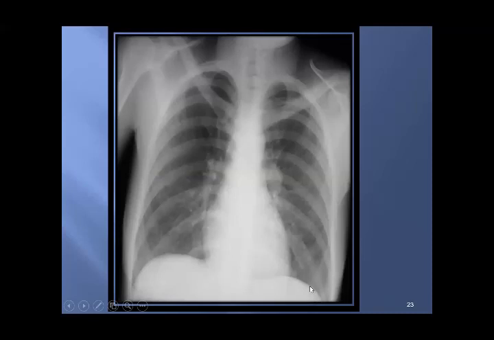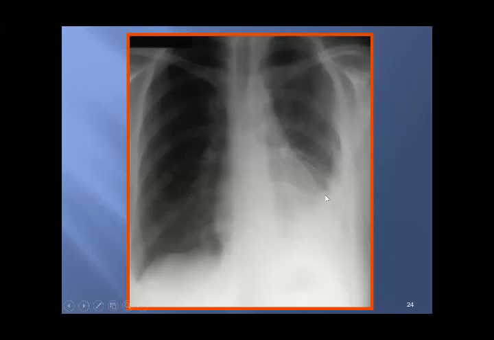But the costophrenic and the cardiophrenic angles should be visible bilaterally, which is not visible in the next X-ray. If you see this, there is a homogeneous opacification in the lower part of the right side of the lung. Although the lung borders are irregular on the other side as well, so there must be some pathology involving this area, but it is quite visible on the right side. If you see, the cardiac border is not visible in the lower one third of the lung.